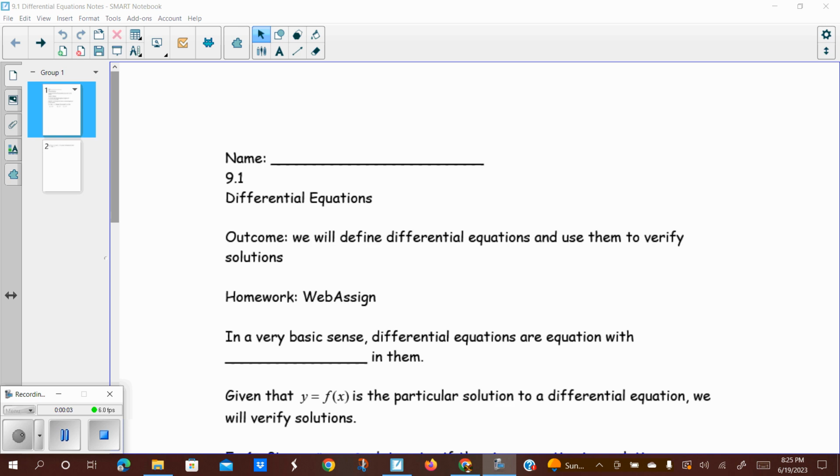Okay, this is section 9.1. This is the beginning of the chapter on differential equations. 9.1 is more of an introduction and how to verify, and kind of what the idea of a differential equation is. In its very basic sense, differential equations are simply equations with derivatives in them.